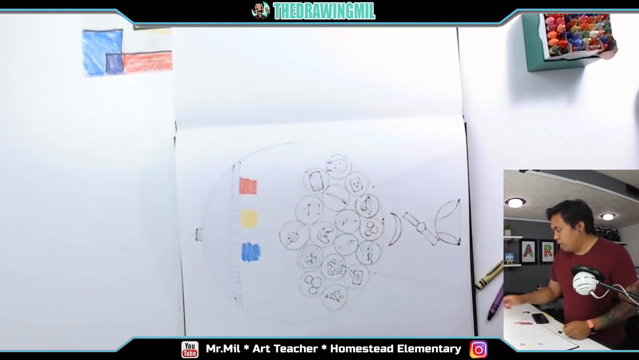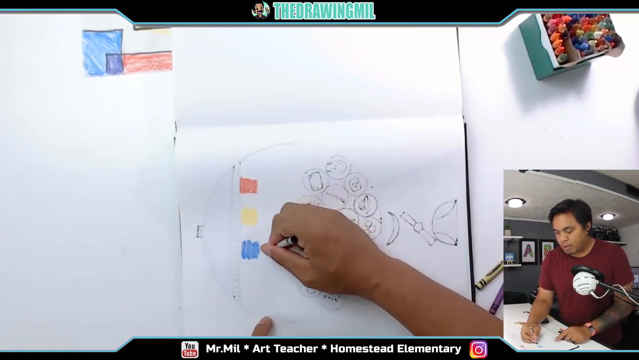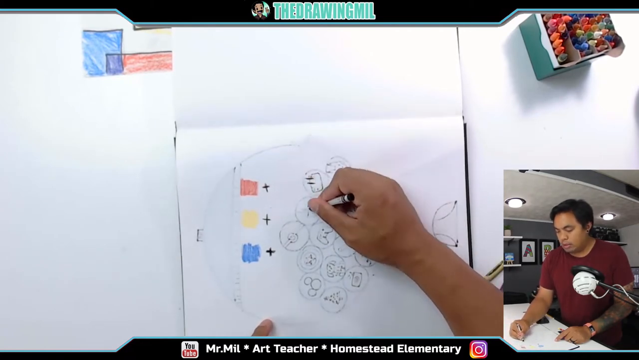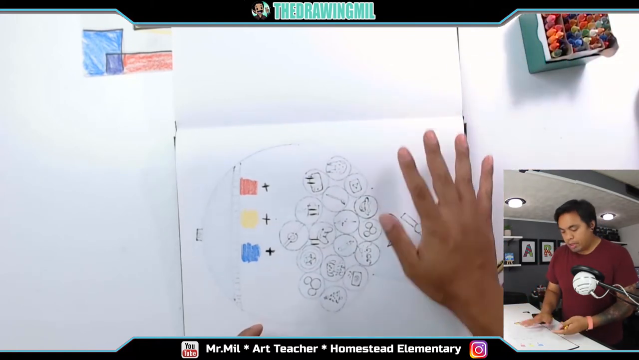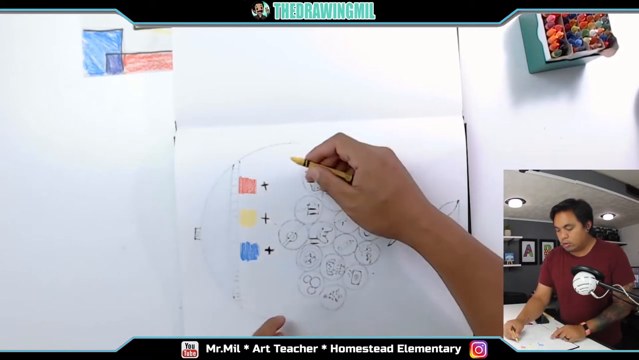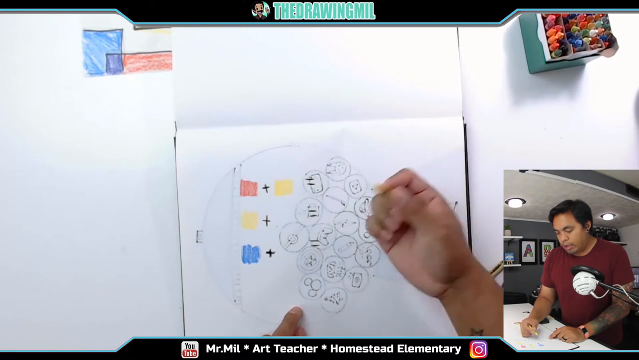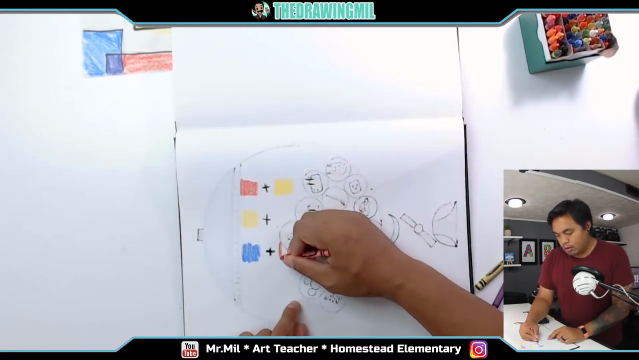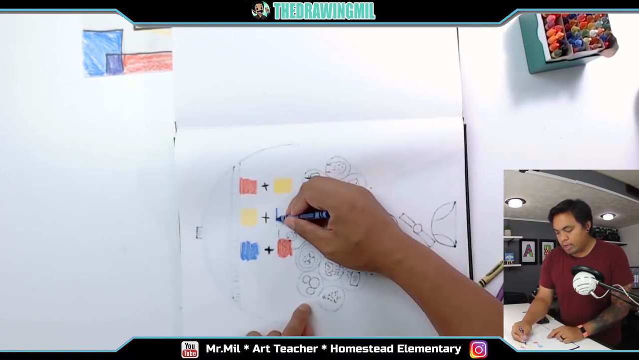And then I'm going to make a plus sign and an equal sign. So here's my plus, plus, plus, and then over here, equals, equals, equals. With that said, I'm going to add some of these primary colors with some other colors here. So I'm going to add a yellow right here, and let me add a red over here, and then let me add a blue right here.